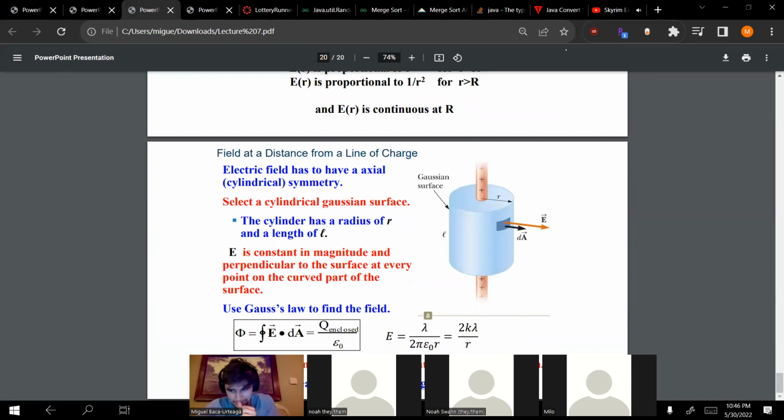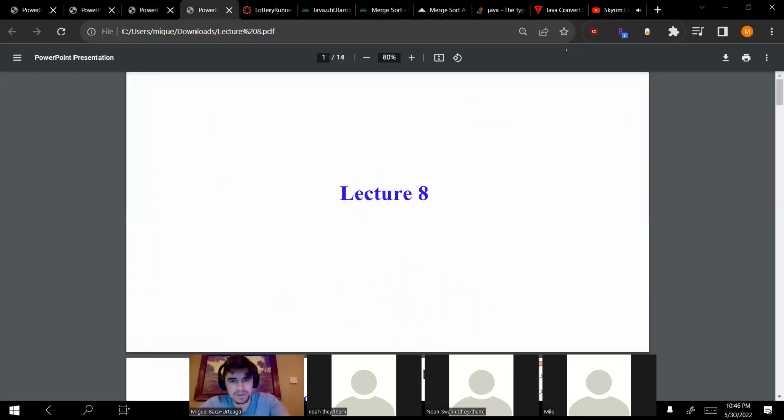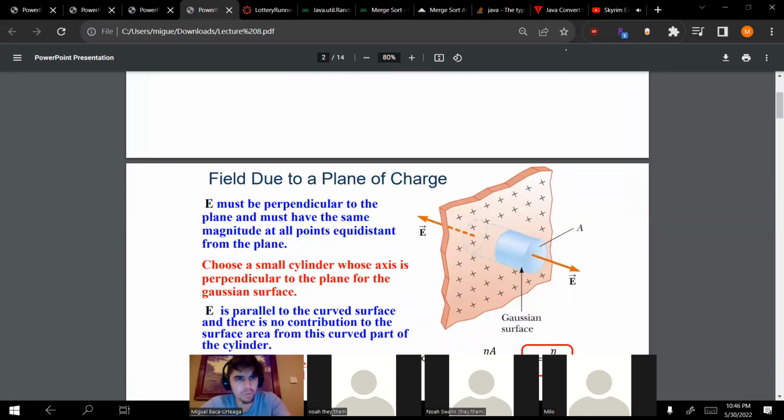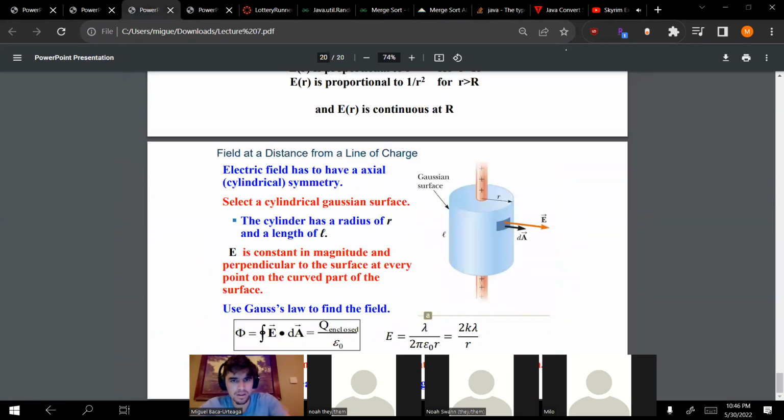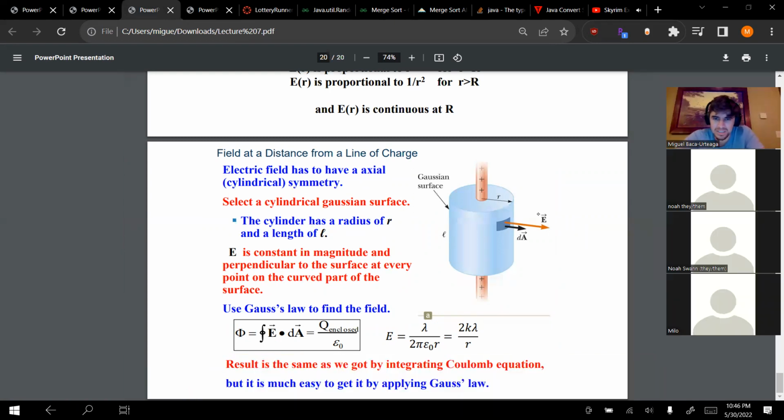Okay, now we have the cylinder. All right. Field at a, okay, actually let's move on to the next PowerPoint just because we don't review it. Okay. Field at a distance from a line of charge. So in this instance, all you're really doing is, looks like the biggest difference here is that you're now introducing lambda again.